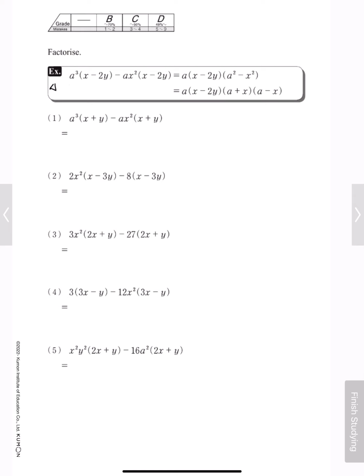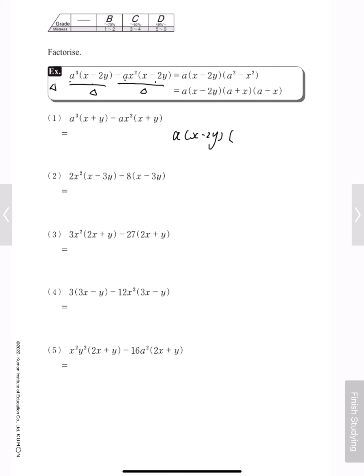So first of all, I look at these two terms. Let me put my detective hat on. What do they have in common first? At least I have a in common, and also x minus 2y in common. Do I have to separate it out? Based on the previous one, I think you should be good. So I'm going to write down a times x minus 2y. That's what they have in common.